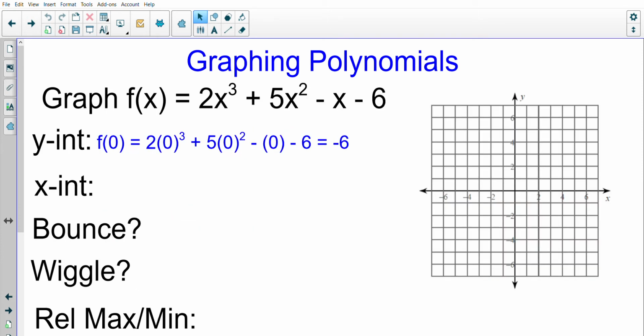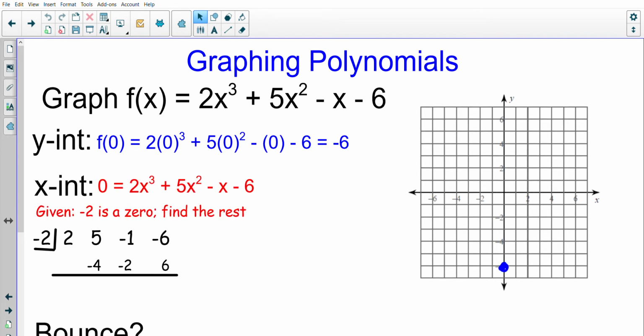So let's do this with an actual example here. f of x equals 2x to the third power plus 5x squared minus x minus 6. We're going to find our y-intercept, just like we've been doing. We want to find f of 0. Turns out to be -6. How about our x-intercepts? Well, we replace 0 for the y, which essentially means we need to solve this.